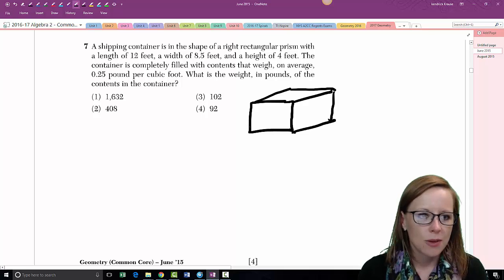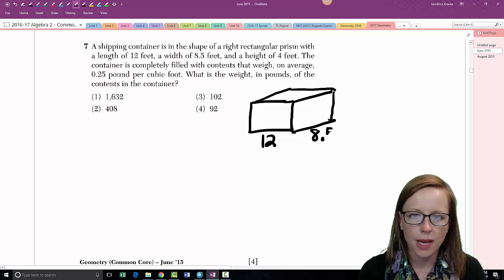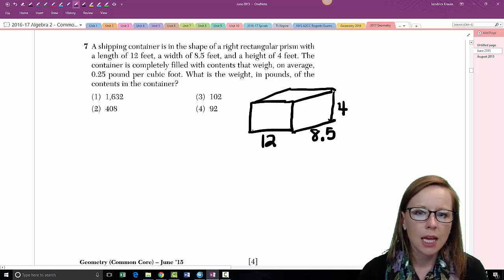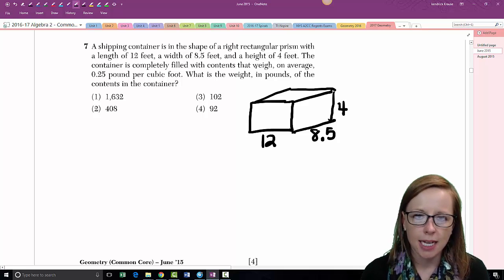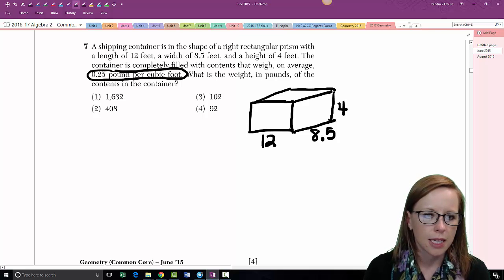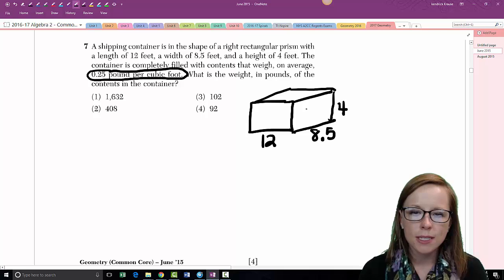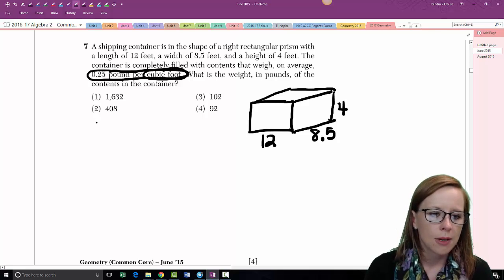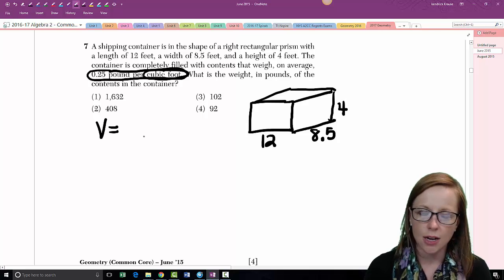So it says we've got a length of 12 feet, 8.5 feet for the width, and then 4 feet for the height. That's how you label those, right? The container is completely filled with contents that weigh, on average, 0.25 pounds per cubic foot. That's going to be important. What is the weight in pounds of the contents in the container? As soon as it mentions cubic feet, I know that that has to do with volume. I want to find the volume of this container.